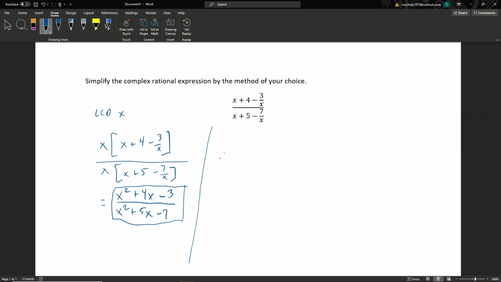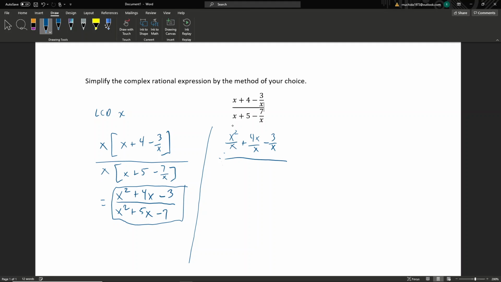Now, another way you could do this is to first add and subtract the terms in the numerator together, and same thing with the terms in the denominator. Just looking at the numerator, to add those terms together, we need to have a common denominator, and the only denominator in the numerator terms is x, so the common denominator would be x. So we'd write the first and second term as fractions over x, which means we multiply top and bottom by x. So we'd have x squared over x plus 4x over x minus 3 over x.